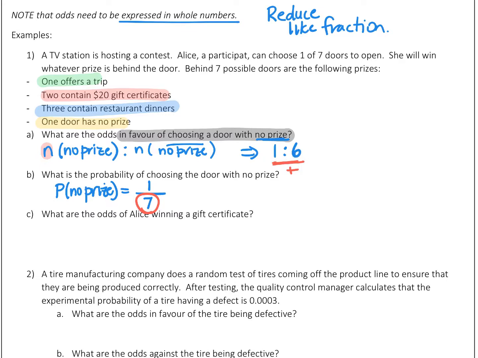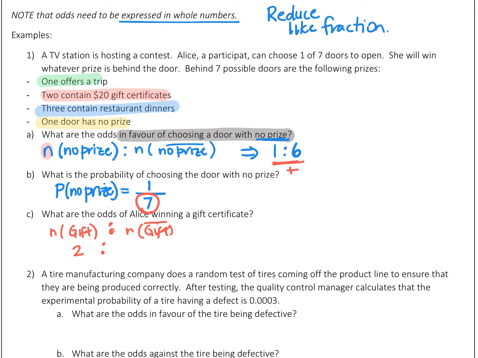What are the odds of Alice winning a gift certificate? I want to know how many doors have a gift certificate and how many doors do not have a gift certificate. The number that contain a gift certificate is 2.